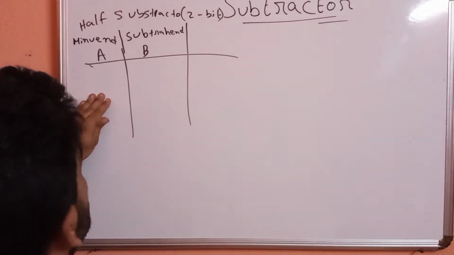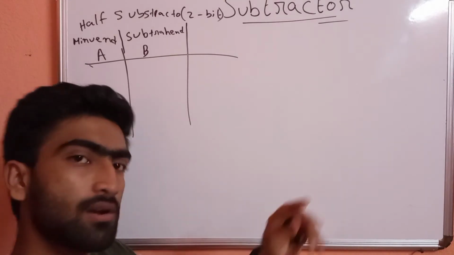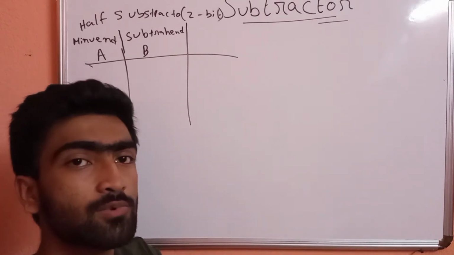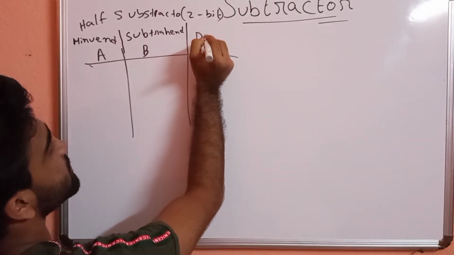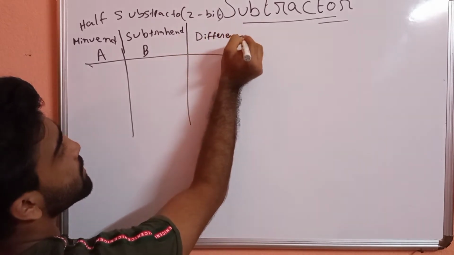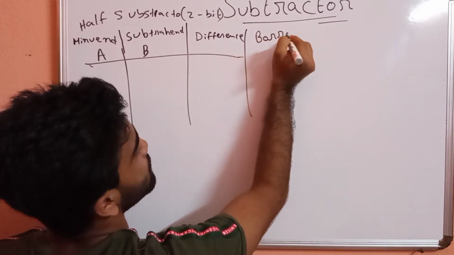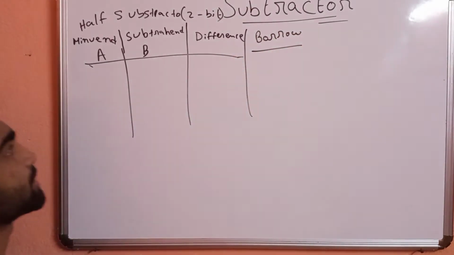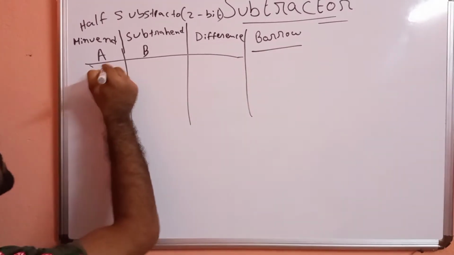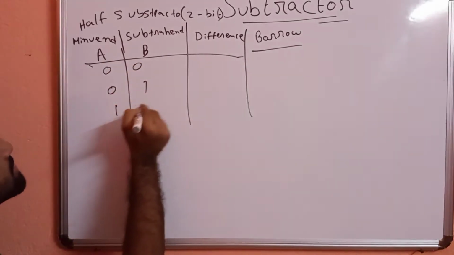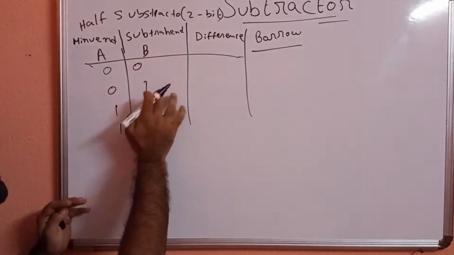There are two inputs A and B, and what will be the outputs of the subtractor? In a subtractor, we all know there is an output called difference. We are finding the difference in a subtractor. So one output will be the difference, and another output is the borrow. I will tell you what borrow is later. First, let us see the combinations of A and B: 0 0, 0 1, 1 0 and 1 1. For 2 bits there will be 4 combinations.